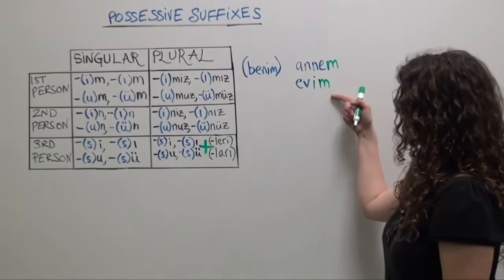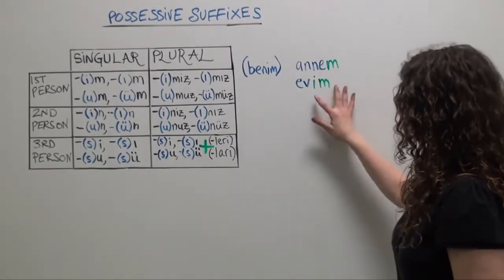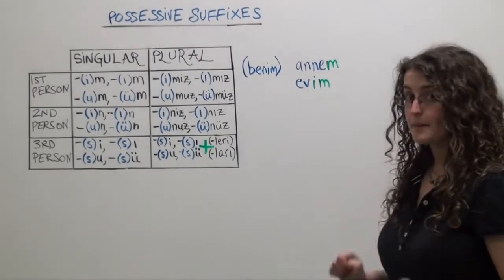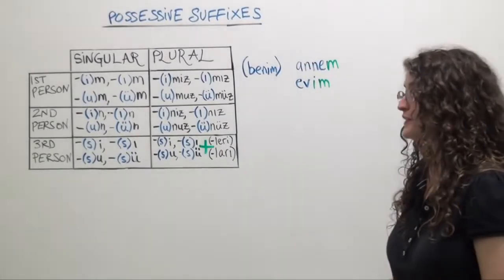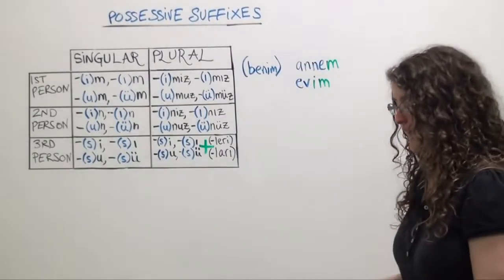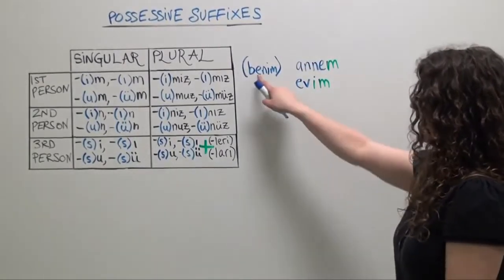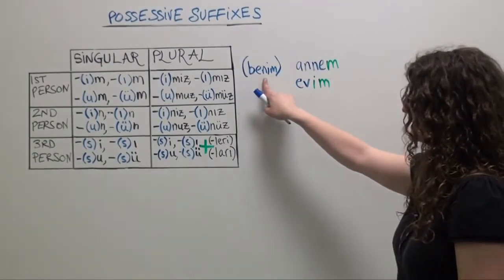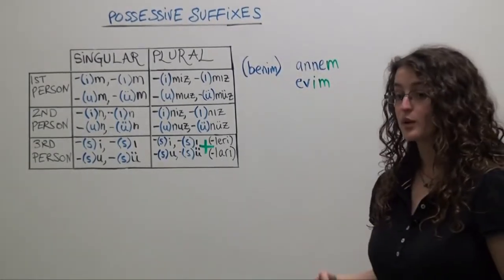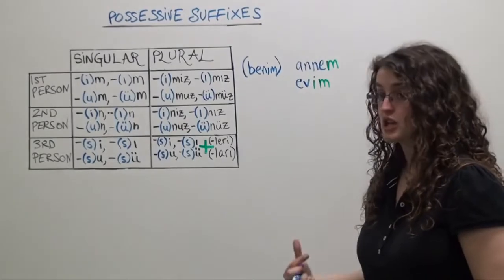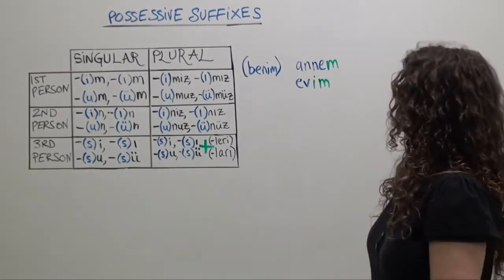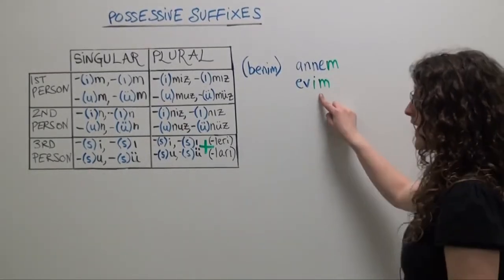Evim, my house. Now, although this single word, evim, means my house all by itself, if you want to emphasize it's my house, you can also, again, add benim, the personal pronoun ben in the genitive. Benim evim, my house, or simply evim.